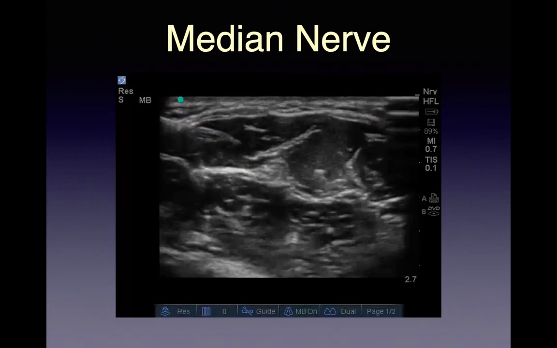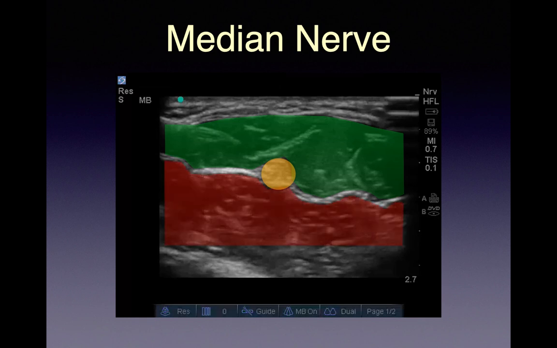Here's another image to demonstrate the location and the surrounding anatomy of the median nerve. The median nerve, highlighted in orange, rests in between, like I said in the previous slide, the flexor digitorum superficialis, which I've outlined in green for you, and underneath it, the flexor digitorum profundus, which is outlined in red.